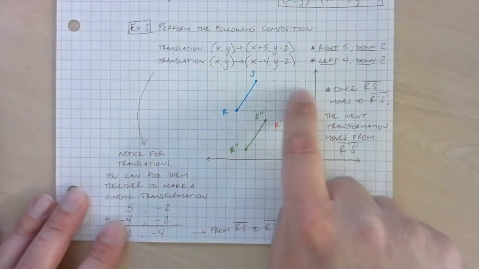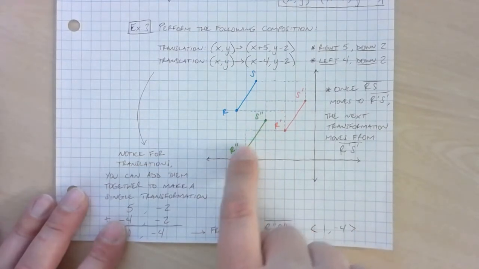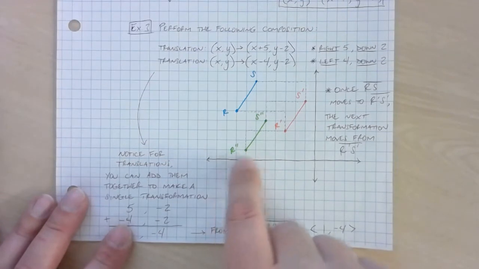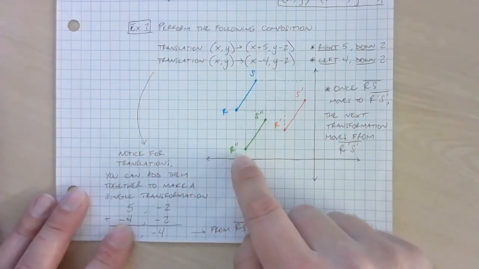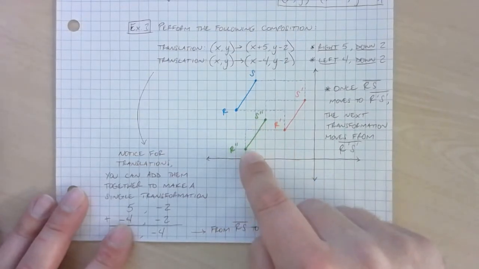And I would just do the same thing with S prime, left 4, down 2, left 4, down 2. There's my new image segment. And this is the final destination after this composition. So R double prime, S double prime is this endpoint, okay, this new segment.